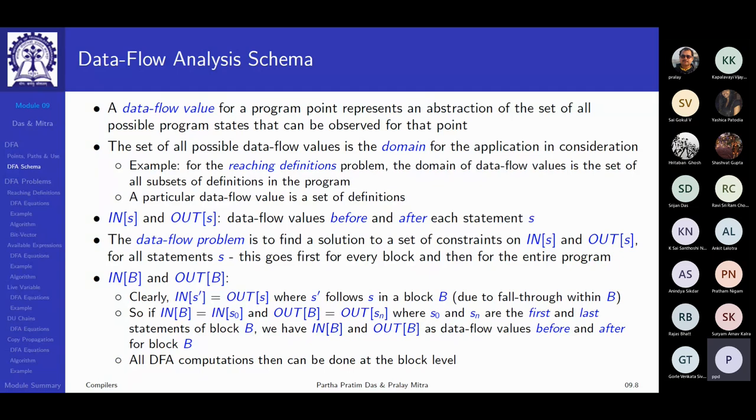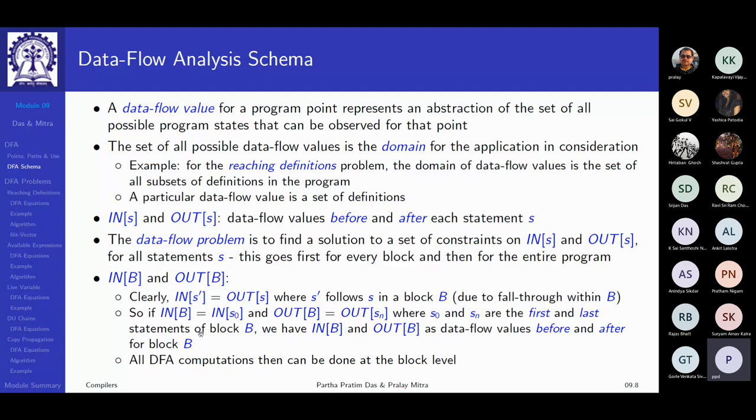So look over the block, it is the first, whatever comes into the first statement, we say is what is coming into the block. And whatever goes out of the last statement is what goes out of that block. So in B and out B are data flow values right before and right after the block B.